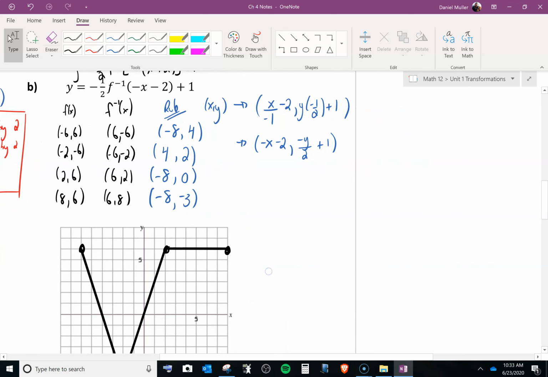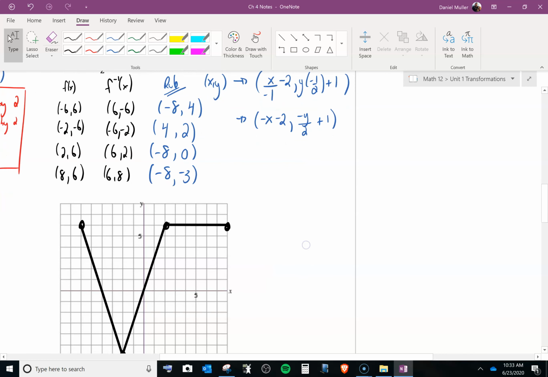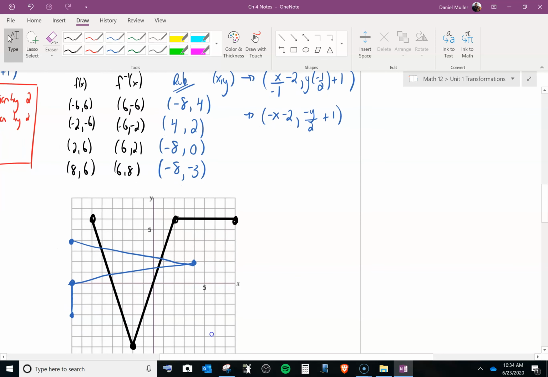So now I'm going to make sure I put these points in correctly and then connect them right away. So -8 and +4 is there, and then over 4 and up 2 is right there. So I have to connect those. And then -8 and 0 is right there. So I'm going back over here. And then -8 and -3 is right there. So that is what our final drawing looks like.